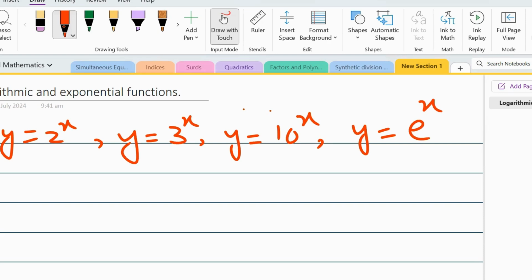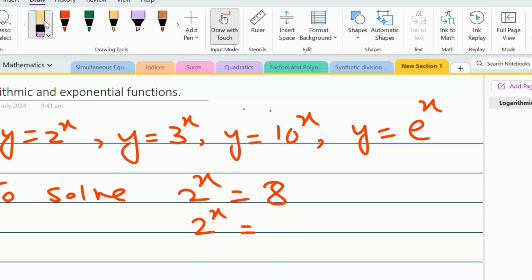So for example, if you have to solve 2 raised to the power x equals 8, you know what we do? We make the bases same. You have done it. You will write it as 2 cube. Now bases are same, so you can write x equals 3.